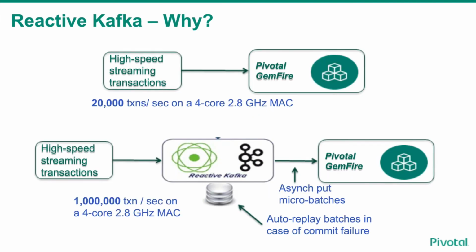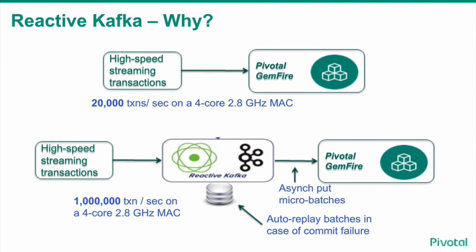First, as far as Reactive Kafka, on my Macintosh, a 4-core machine, I can publish high-speed streaming transactions into Pivotal GemFire at about 20,000 transactions per second and keep it transactionally safe. But using Reactive Kafka, I can boost that up to 1 million transactions per second on my little Mac. Why? How is that possible? Well, down in the lower right-hand corner, I highlight 2 primary reasons.